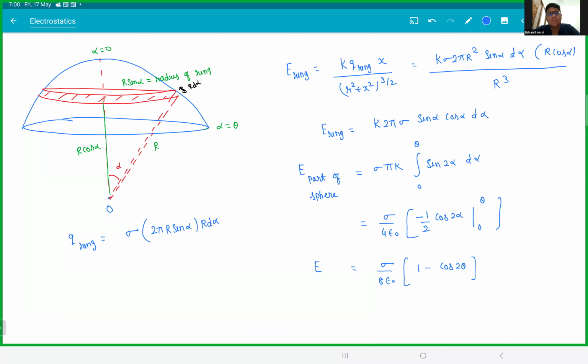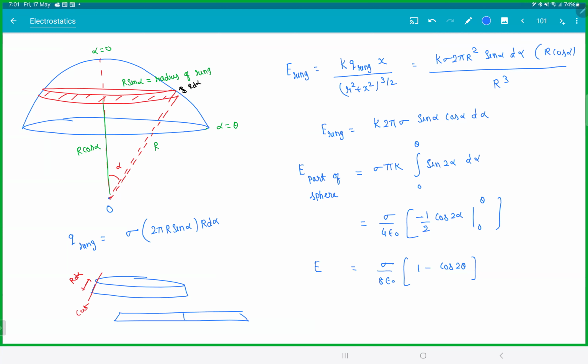How did you find Q of ring? I didn't get that. Q is sigma into area. Area of the ring, how much? Circumference into thickness. So the thickness is like tilted, no? It won't be. When you cut it, it becomes flat, right? You were not there, I guess, when I taught you. Look, this is already alpha. If you cut it and open this, what do you get? Okay, see. Oh, yeah, it makes sense. This will be r d alpha, and this will be 2 pi r.